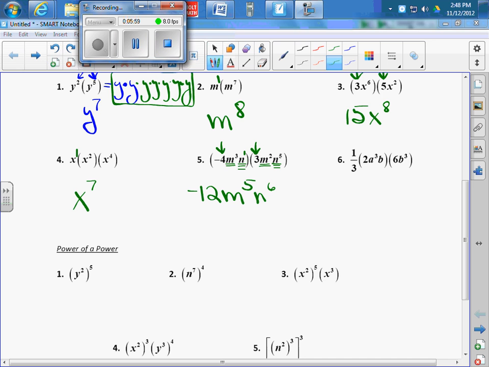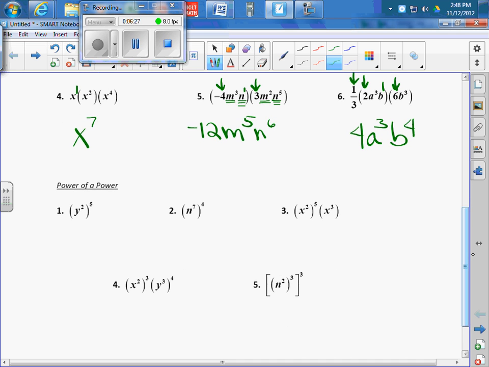In number 6, I'm going to take 1/3 times 2 times 6. Another way to do that would be take 2 times 6 and get 12. A third of that would be 4. So when I multiply the coefficients here, I get 4. How many a's do I have? I have a to the third power. Here I have b to the first. Take it times b to the third, and I get b to the fourth power. Multiply the coefficients, add the exponents.